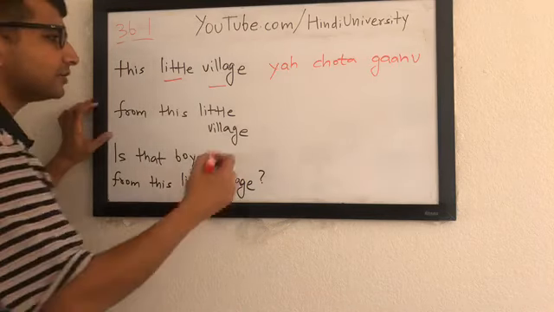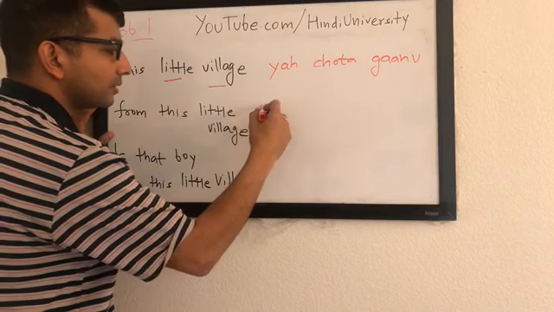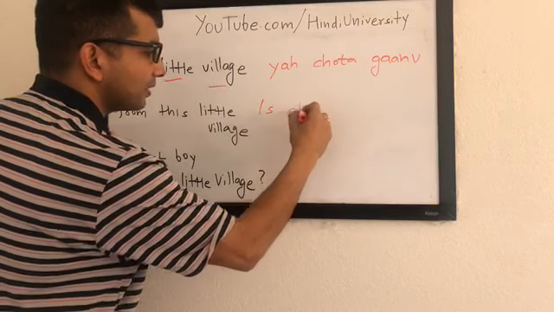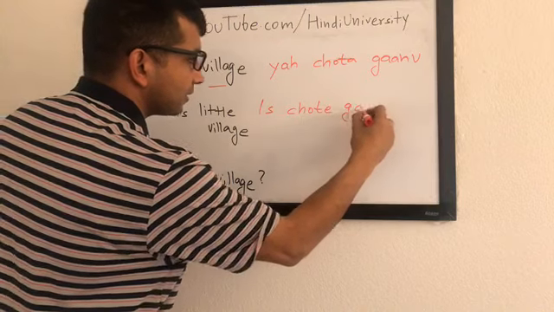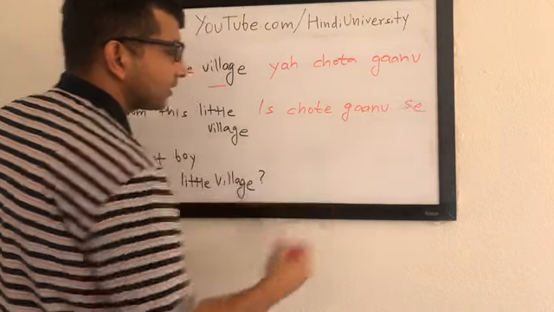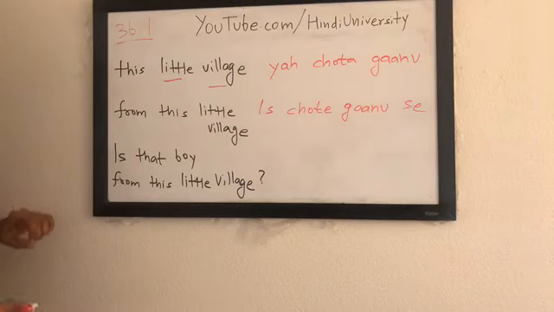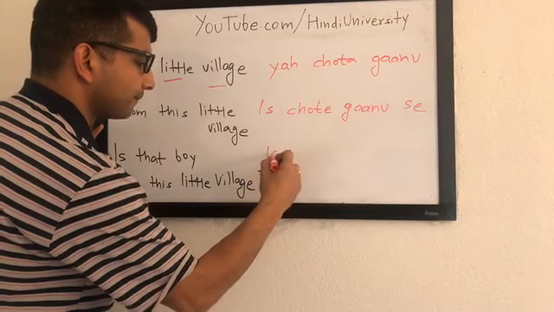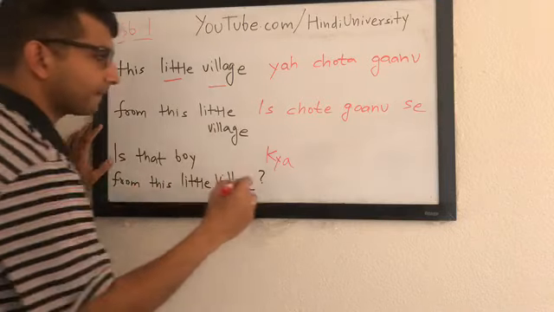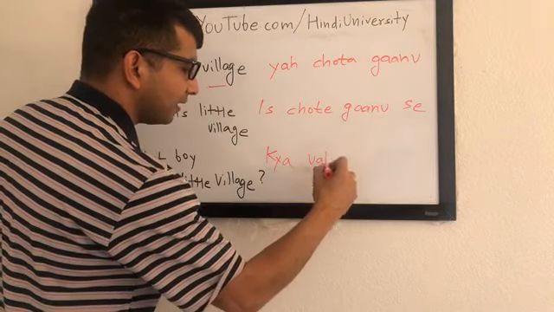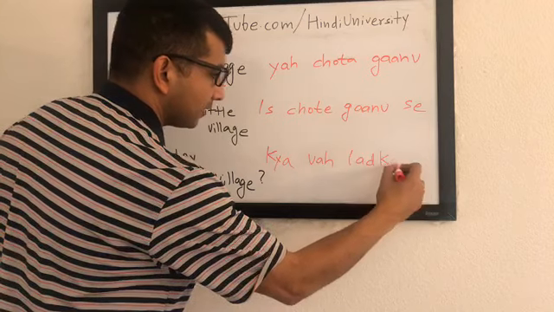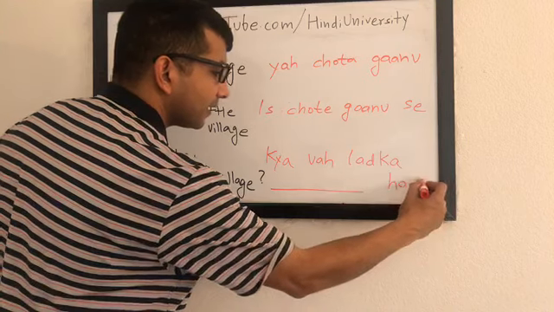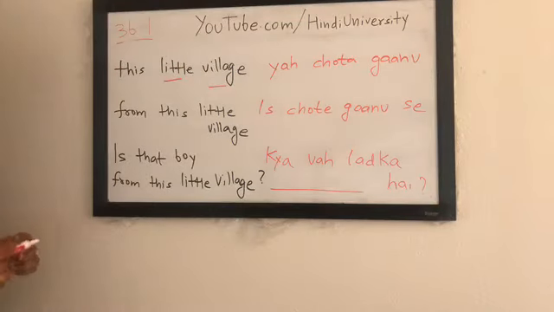Okay, from this little village. इस छोटे गांव से. Is छोटा becomes छोटे. इस छोटे गांव से. Okay, next one. Is that boy from this little village? क्या वह लड़का इस छोटे गांव से है? ओके, क्या वह लड़का इस छोटे गांव से है?